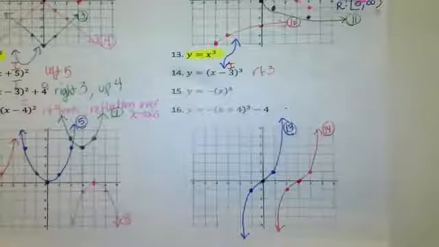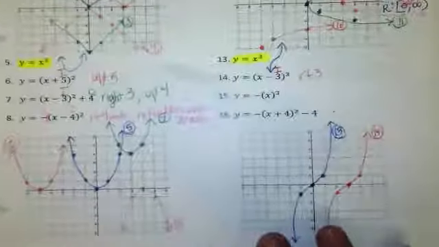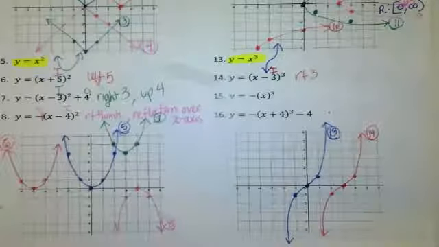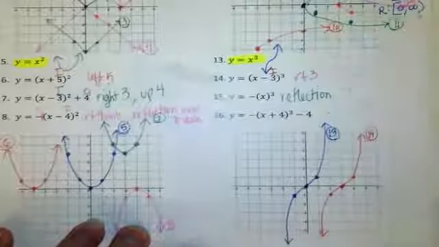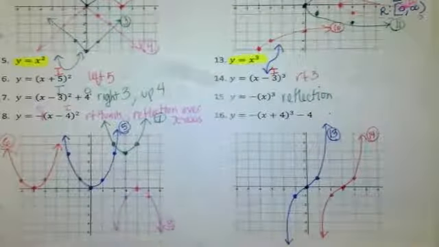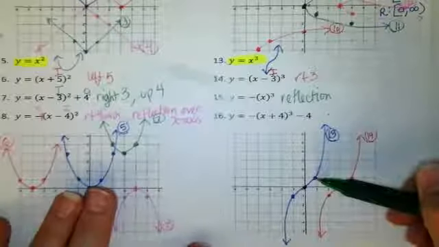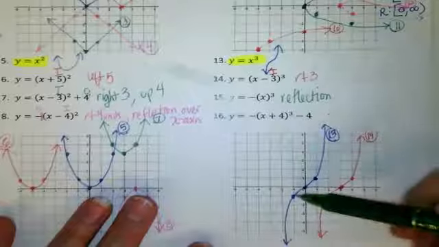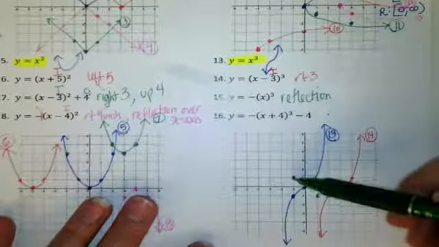All right, number 15. A reflection. Yes, this is a reflection. It actually flips vertically. So this point, which is at 1, 1, flips and becomes 1, negative 1. And this point, which is at negative 1, negative 1, flips and becomes negative 1, 1. So it flips in a vertical line, not spinning around the other way.